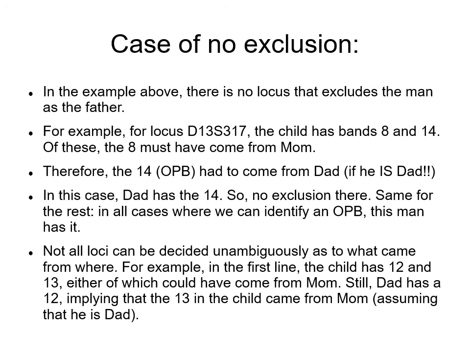Okay, so you should be able to go through each of these and see that what you see on the chart is completely consistent with this man being the father of the child. You can't do this unambiguously for all loci, but you can do it for many of them.